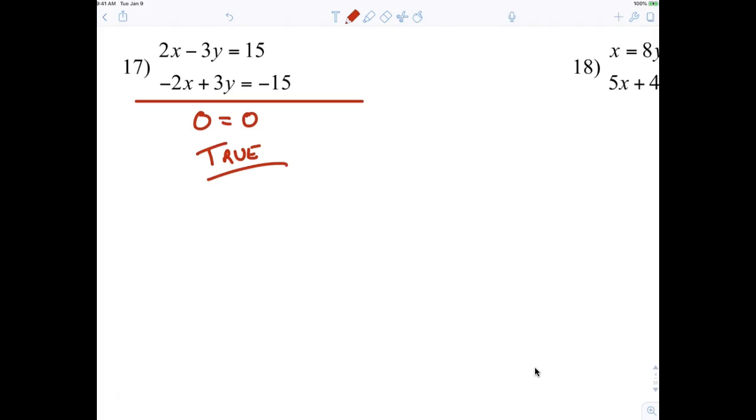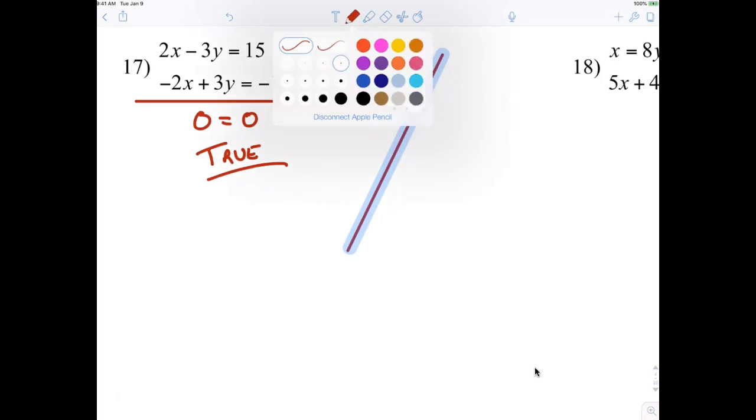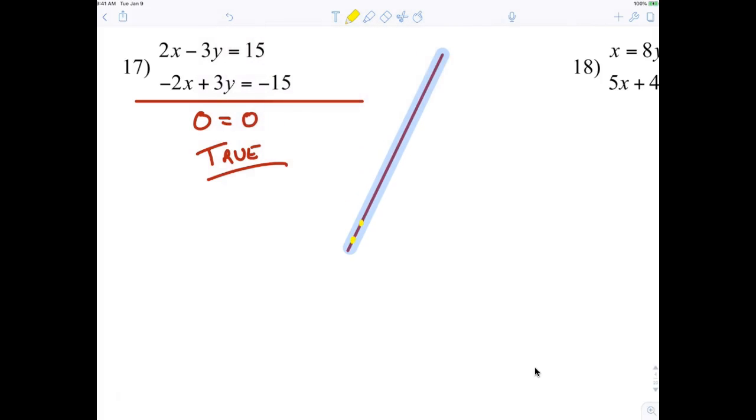All right, let's talk about why just real quick. Look, if I graph that line, and then I graph the second line, I notice that it is the same line. So how many points of intersection are there? We say that there is an infinite number of solutions. All of these points are solutions. We do not say all real numbers. Because is this a real number over here? Is that a part of the solution? No, because it's not on the line.